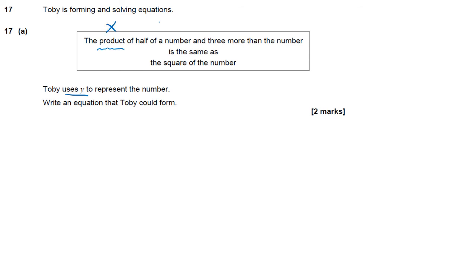Half of a number, so that's going to be the number divided by 2. 3 more than a number, so that's y plus 3. And that's the same as equals the square of the number, so y squared. So we're going to put all that together. So we've got y over 2 times y plus 3 is equal to y squared. Okay, and that's the equation then that Toby would then look to solve.